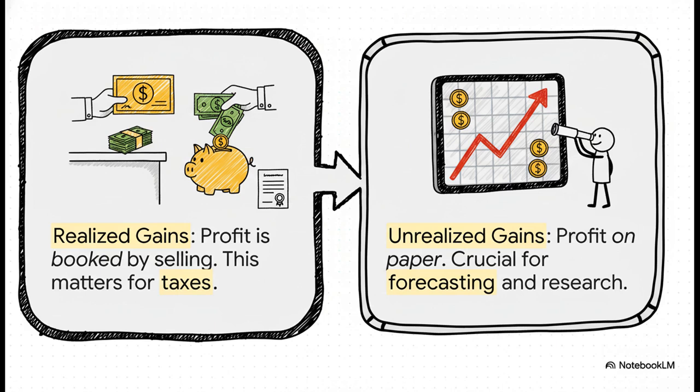An unrealized gain, on the other hand, is a paper profit. It's for an investment you're still holding. You can't spend it yet, but it's super important for tracking how you're doing and planning what to do next. You need to know both numbers. They just matter for different reasons.